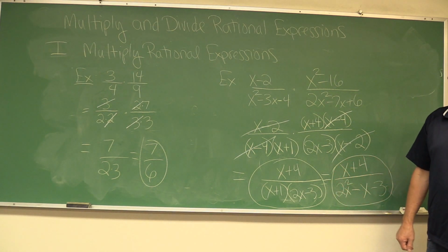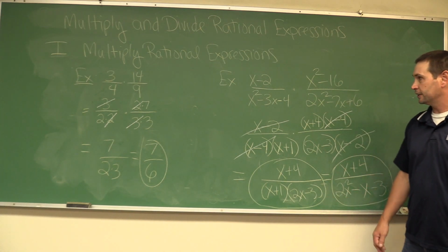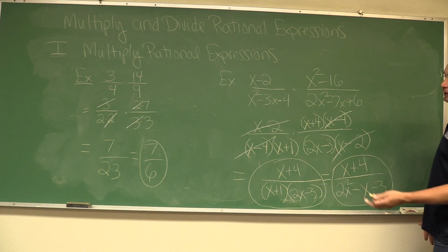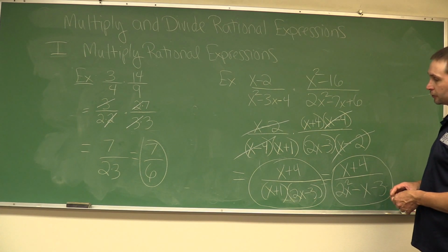And that is multiplying rational expressions. You're going to see a variation of different levels of these, but the steps are always going to be: factor everything, cancel common factors, simplify, and multiply straight across.